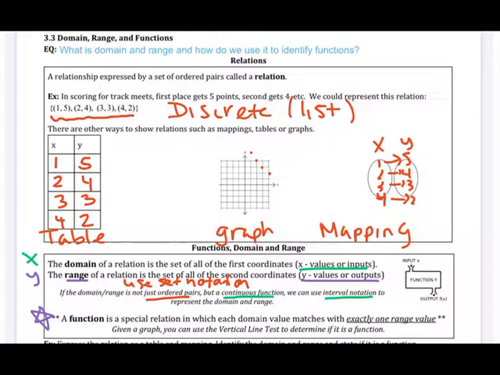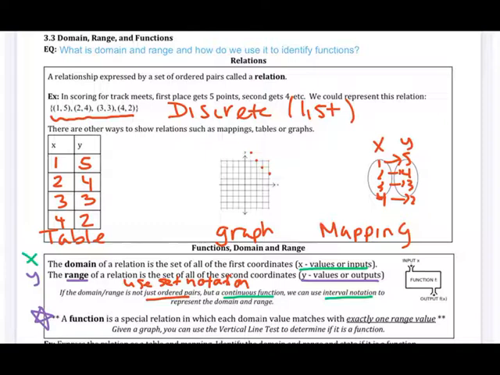Like, for example, most vending machines don't take pennies. If you try and put a penny in, it doesn't work. But if you put in the right kind of money and you push the appropriate button, like right now I could go for a Snickers. If I put in my money and I push the button for Snickers, out pops one Snickers. And that is an example of a function.